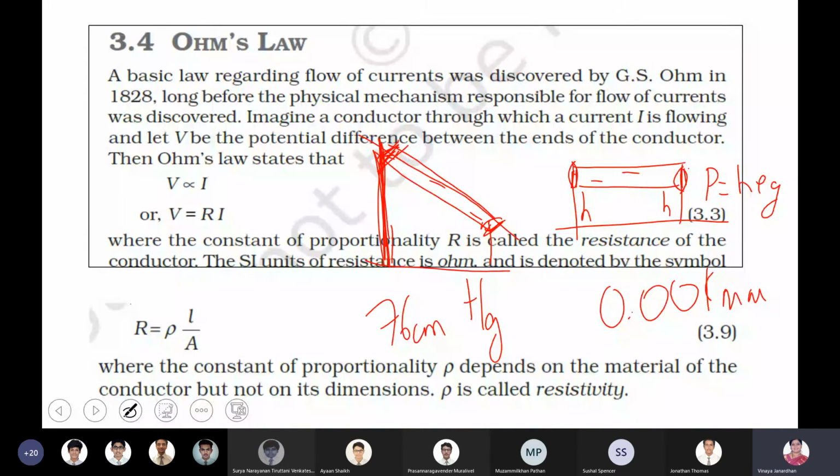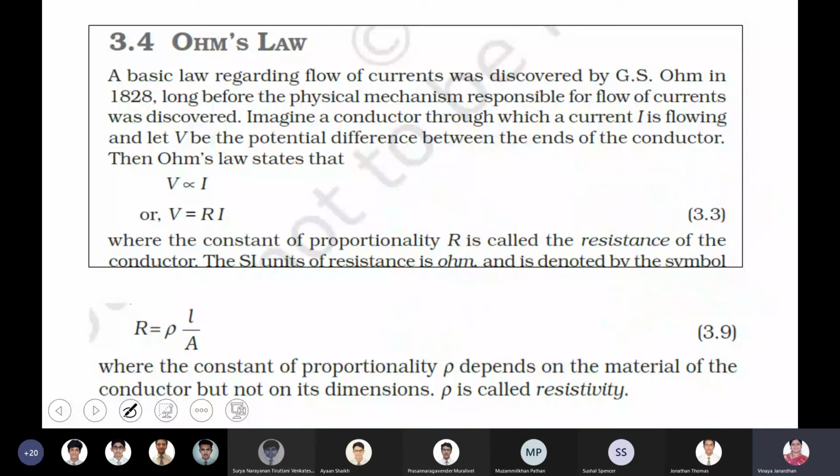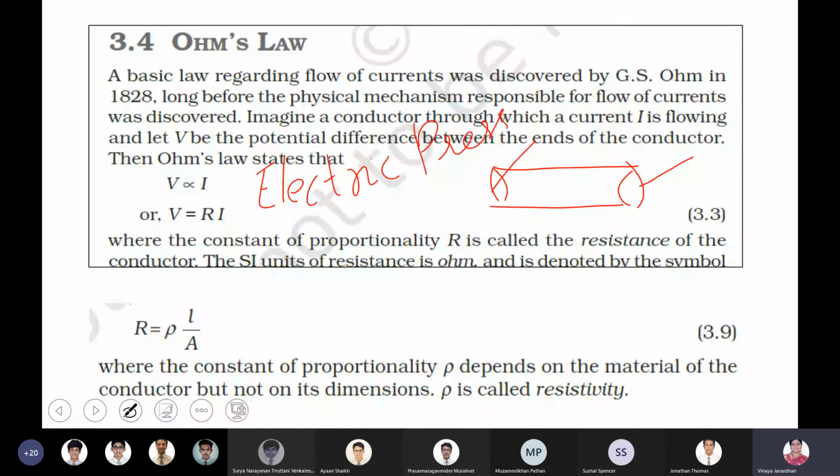Now, boys, the same thing applies for your metallic conductor. If electrons have to flow from one end to the other end, there should be an electrical pressure difference. One end should be at a high electrical pressure, the other end should be at a low electrical pressure. This electrical pressure, we call this nothing but the potential, the electrical pressure difference.